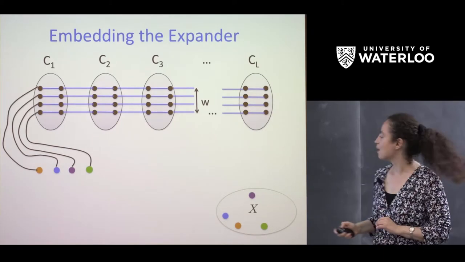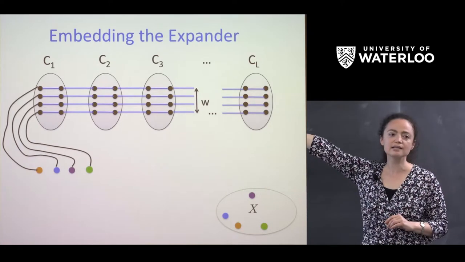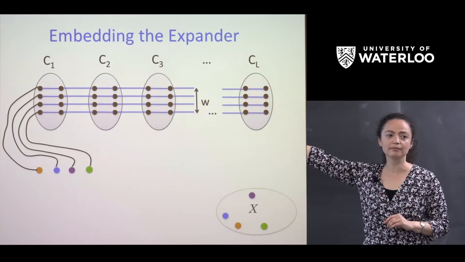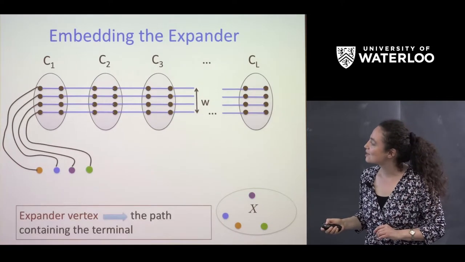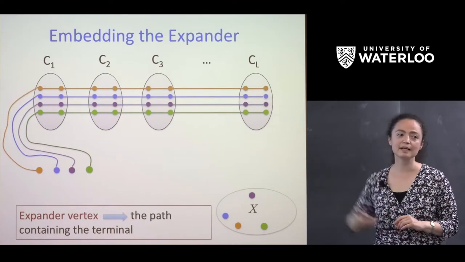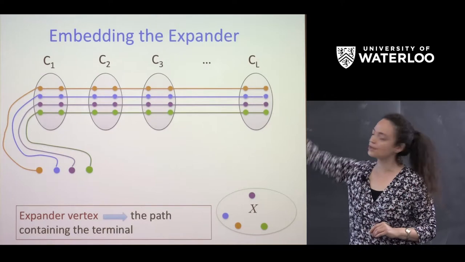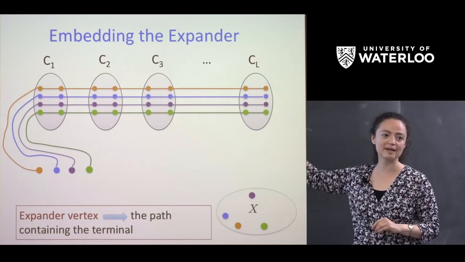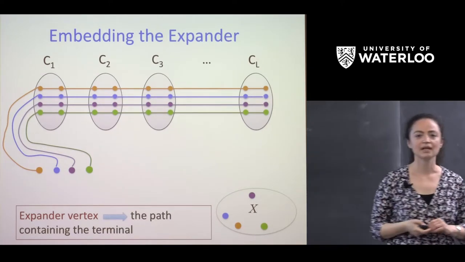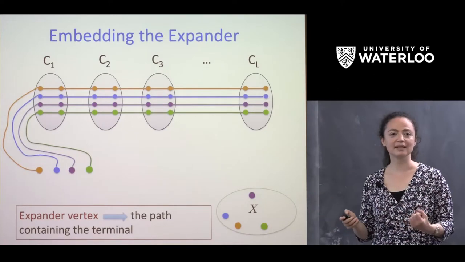And now I need to tell you how I embed each one of these terminals. I need to embed it into some connected subgraph here that contains the terminal. So it's going to be very simple. I will just embed every terminal into the path containing that terminal. So the orange terminal will go to this whole orange path, the blue terminal to this whole blue path, and so on. So these are the vertices. And now, how do I build the edges and how do I embed them?